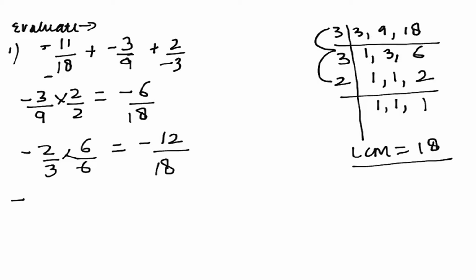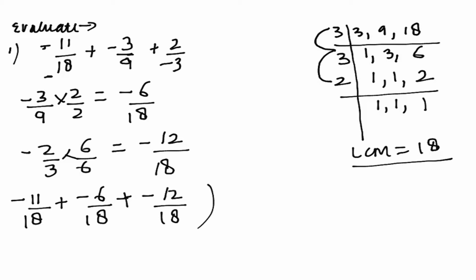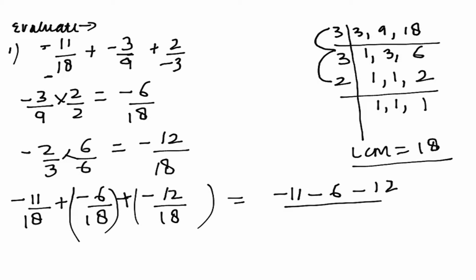So finally what we have, minus 11 by 18 plus minus 6 by 18 plus minus 12 by 18. So we can keep in brackets to avoid confusion of signs. So what we have, minus 11, plus and minus will give us minus sign, minus 6, again plus and minus will give us minus sign, minus 12. And in the denominator we have 18.